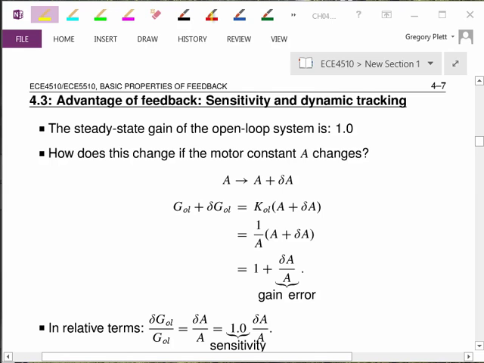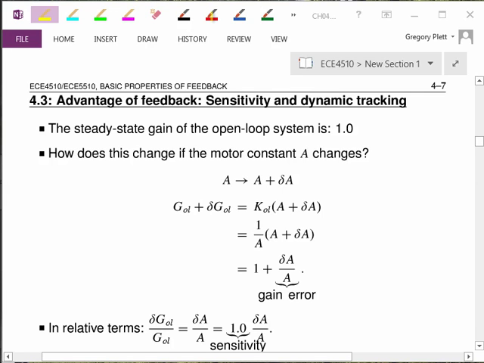And the second one that we're going to look at after that is dynamic tracking. So let's look at sensitivity. We already looked at steady state gain, and we designed an open loop controller so that we would have a steady state gain of 1.0 in the absence of disturbance. And so we now look at how this gain changes if some parameter in the motor changes.